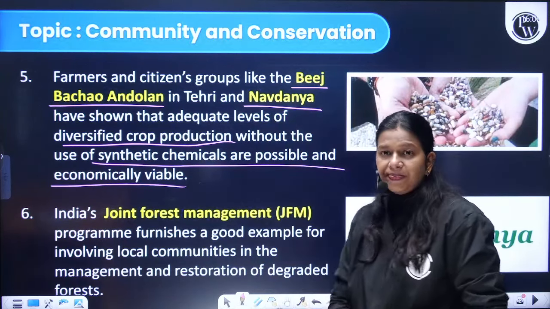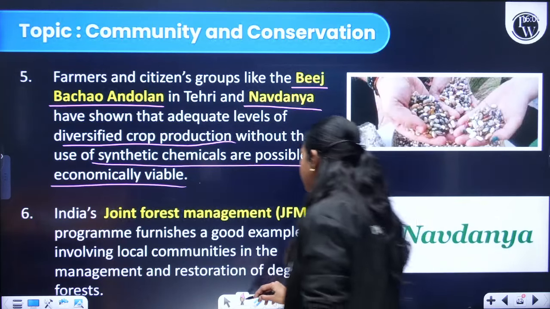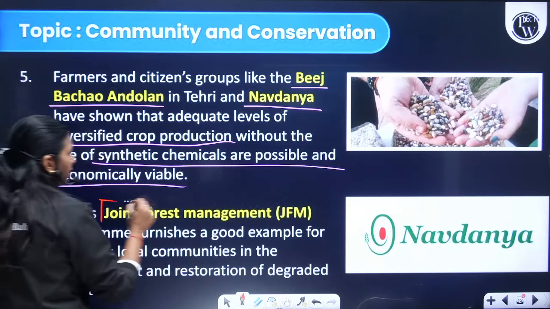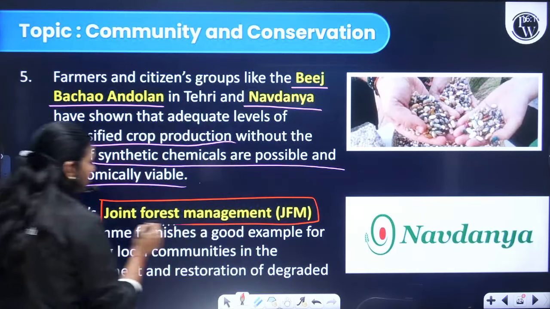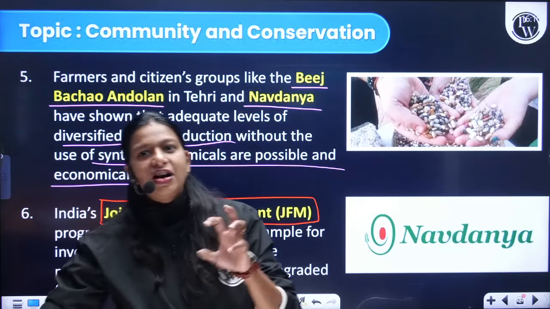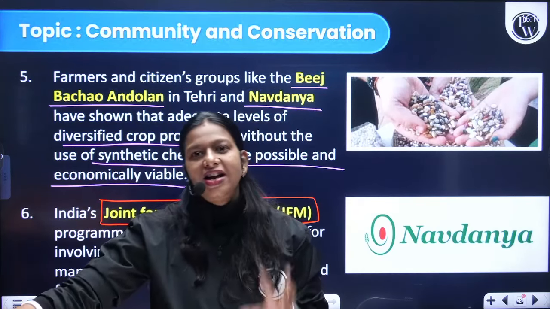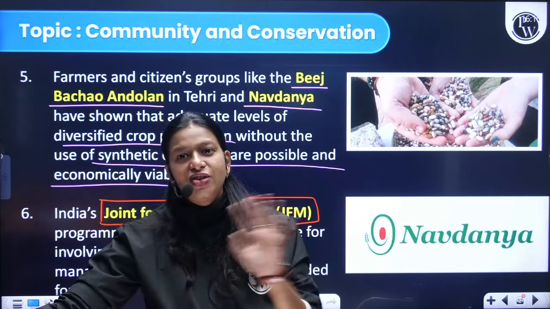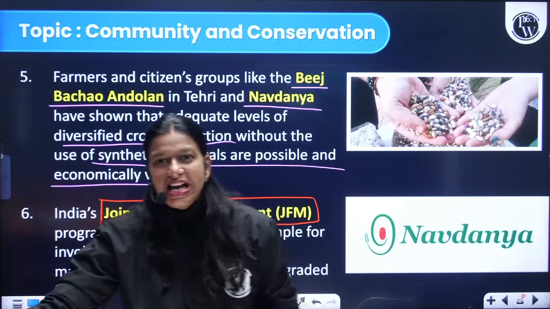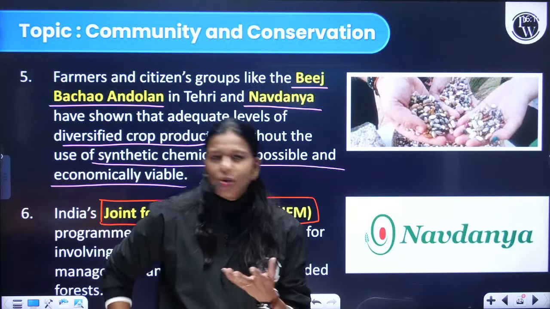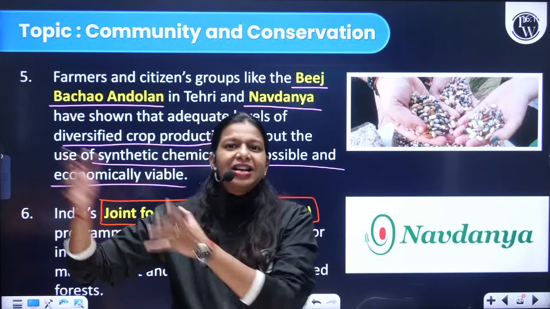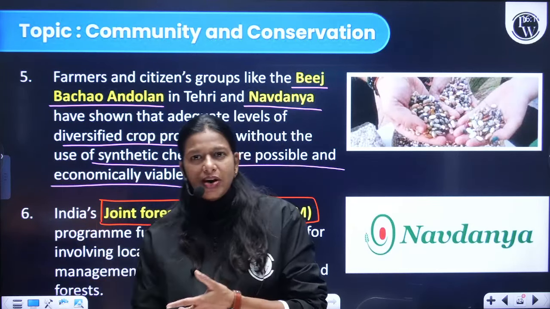And lastly, we have the joint forest management, which is a real-time inclusion of society along with the government. So if a government comes into an area and tells you, okay, this forest is protected, you cannot enter it, it may create problems for the locals, because locals are directly, indirectly connected to the forest. They also require the forest.